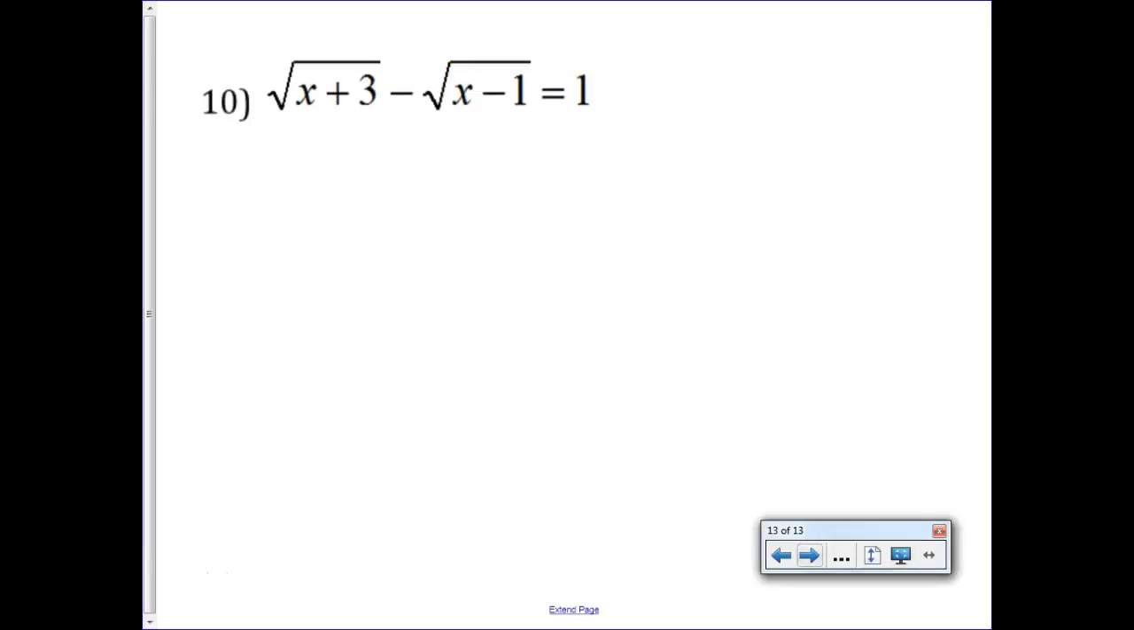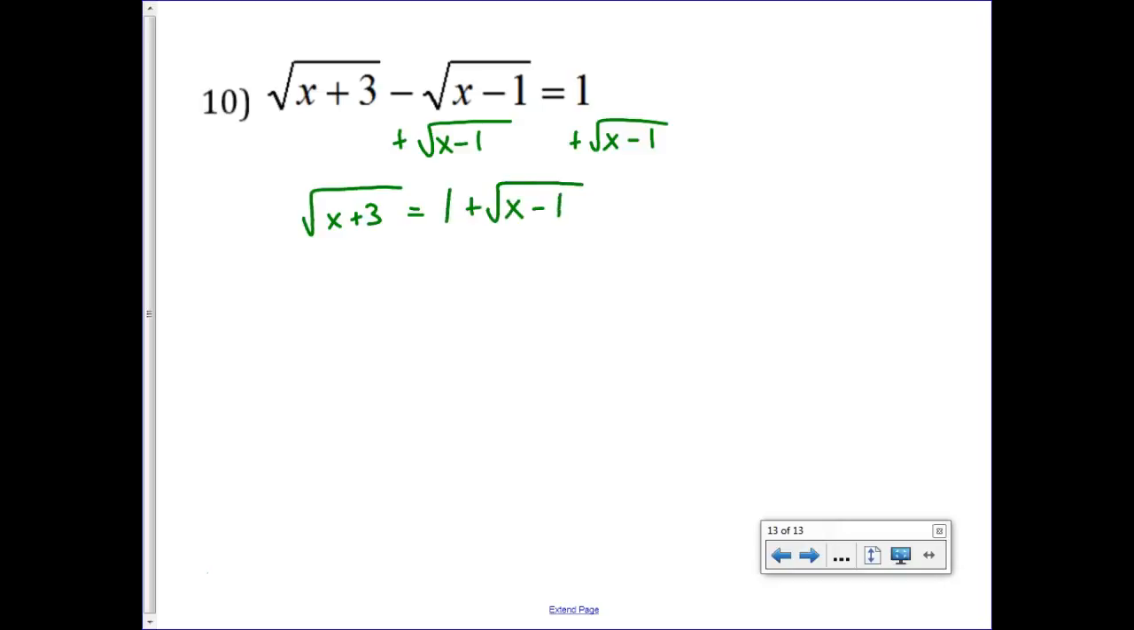All right, last example of the whole semester. So what I'm going to do is move one of those radicals over. I think the easiest radical to move would be the one that is subtracted. So if I add radical x minus 1 to the other side, I get the square root of x plus 3 is equal to 1 plus the square root of x minus 1. So I'm going to square both sides here. So x plus 3 is left here, and then I have 1 squared.